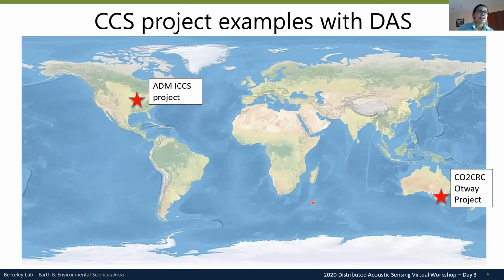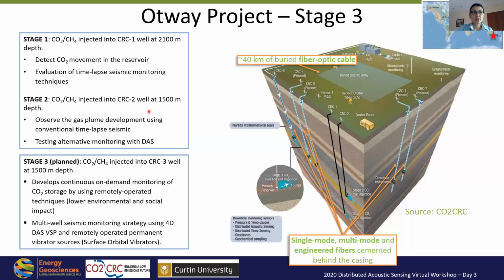So in this presentation, I will show you some of the results of 2 different CCS projects. The first one that I'll talk about is the CO2CRC Otway project in Australia. And the second one is the ADM ICCS project in Decatur, Illinois. So the Otway project is Australia's first demonstration of deep geological storage of carbon dioxide.